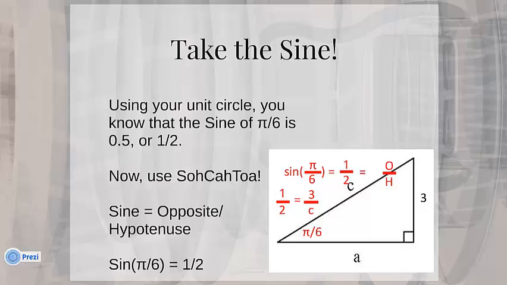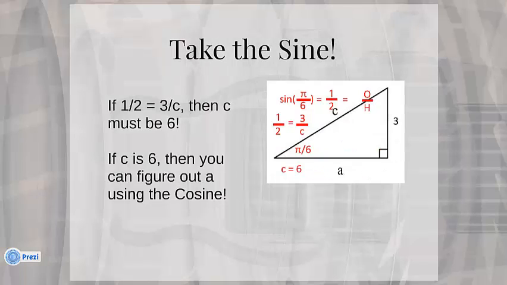We also know that the sine is equal to the length of the opposite side over the length of the hypotenuse. Since the sine of pi over 6 is 1/2, we know that 1/2 must equal 3 over the length of the hypotenuse, which is labeled c. Using basic algebra, we know that c must equal 6.